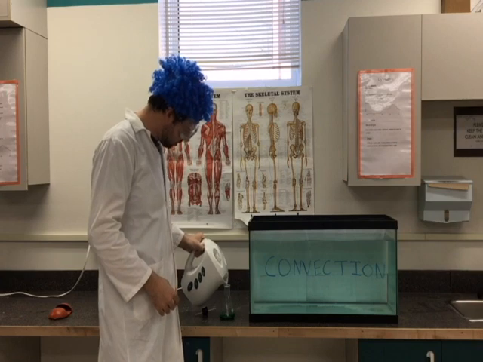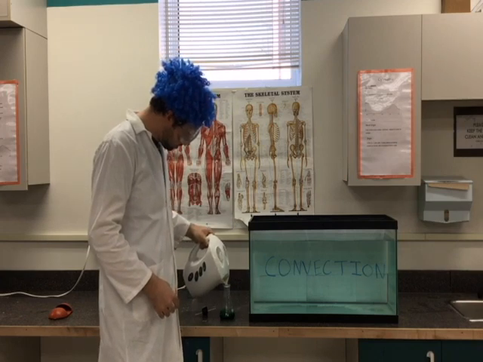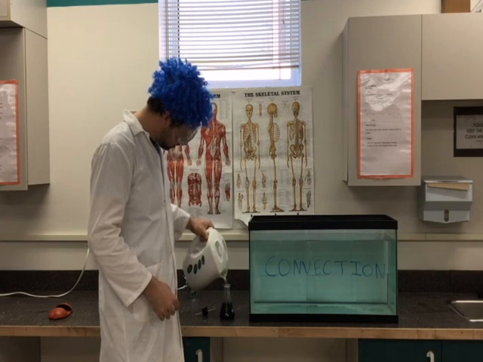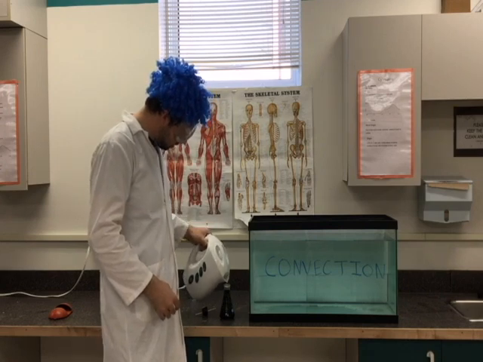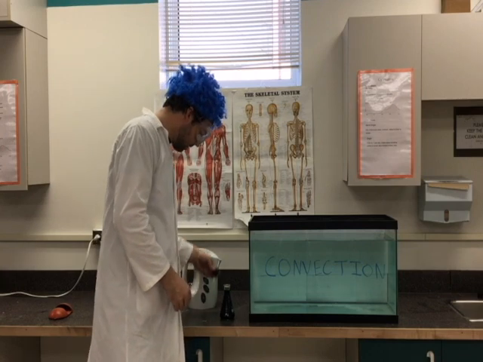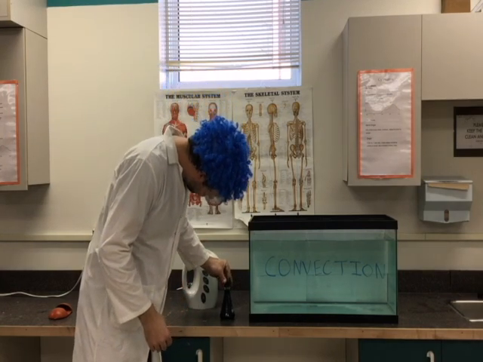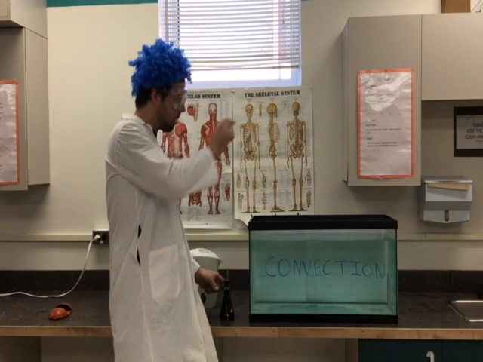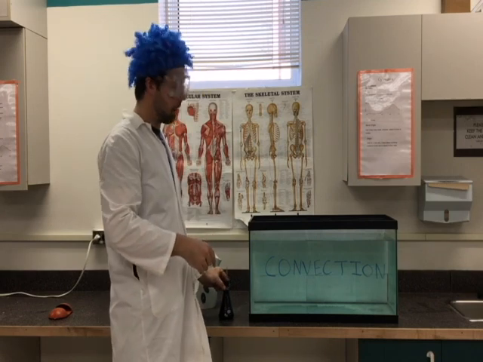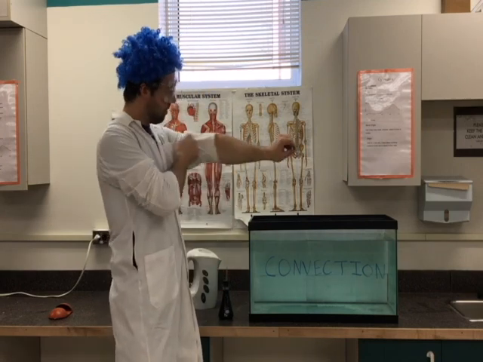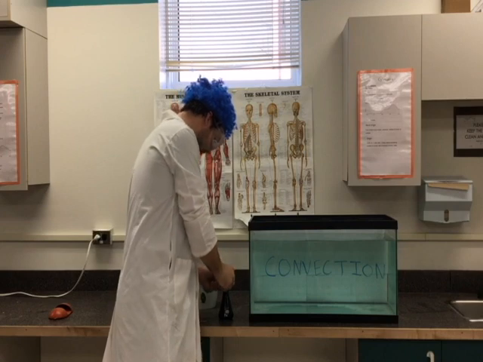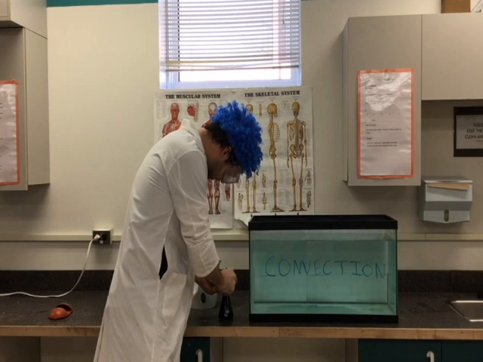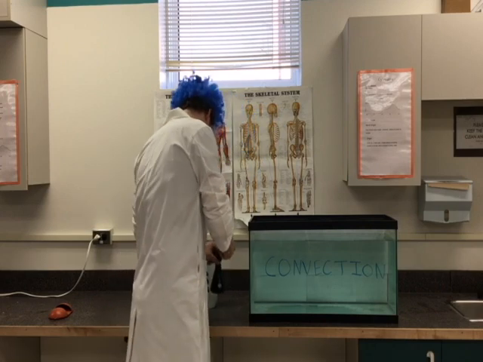So what we're going to do is fill up our flask. And we're going to place it into the fish tank. Let's roll up the sleeves so they don't get wet. Place it into the fish tank. Make sure that's on there good.